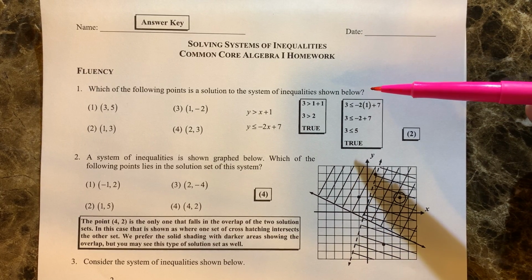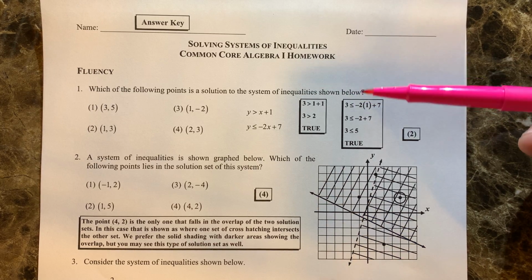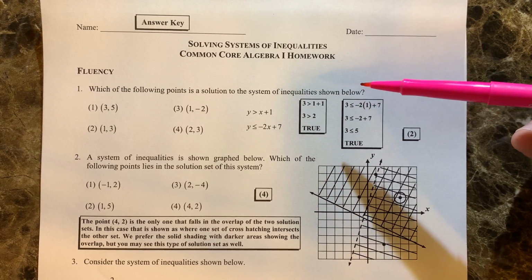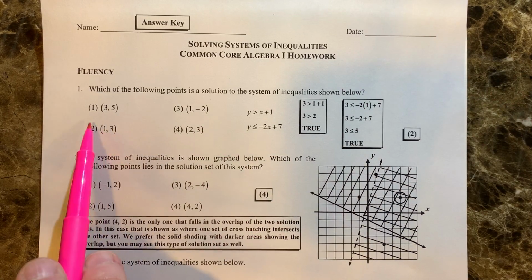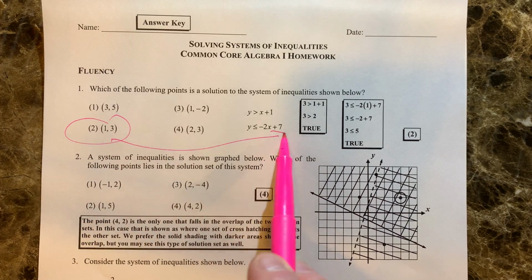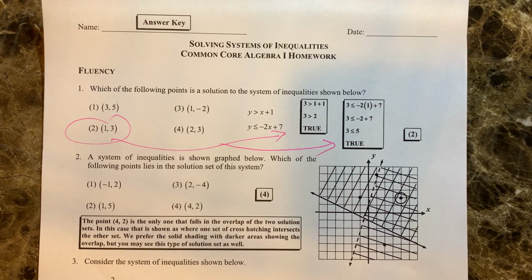For question 1 on that homework, which of the following points is a solution to this system of inequalities? Same as the system of equations, the solution has to be true in both of your inequalities. If you take answer choice 2 and substitute it in as a check for both inequalities, they become true statements. Since it was true for both of those, that was the correct answer.